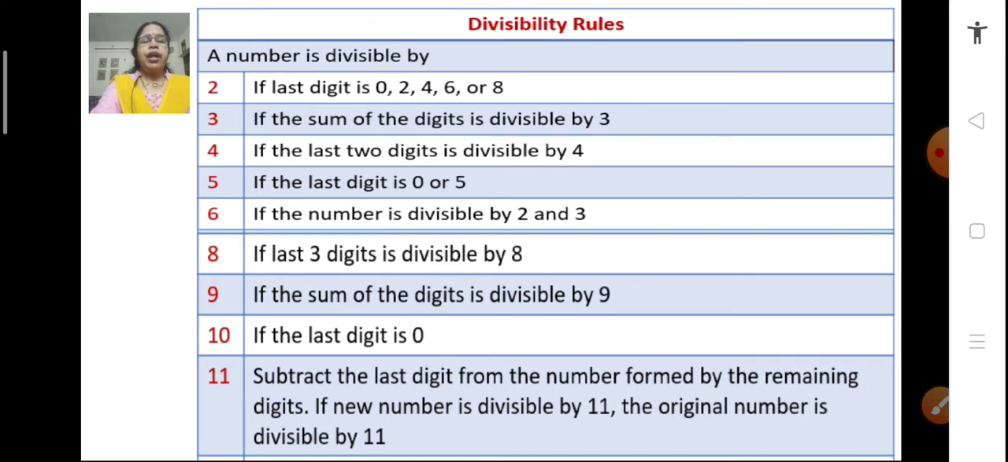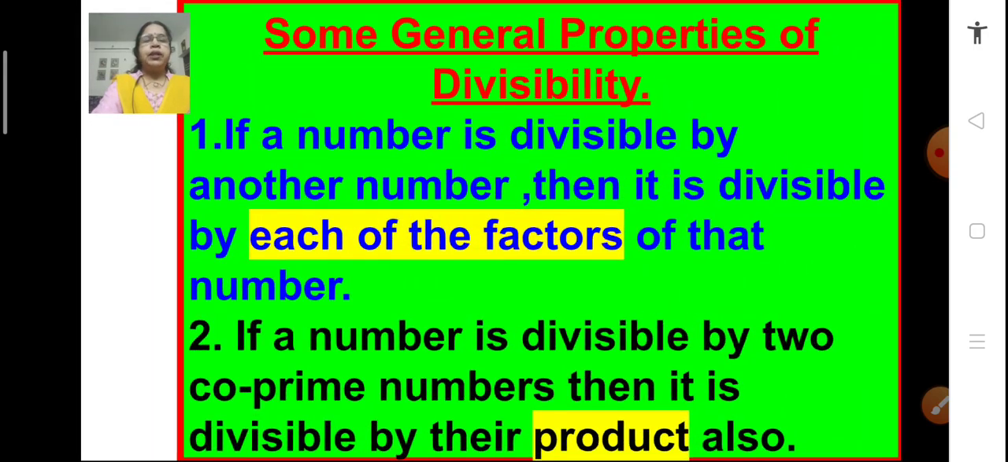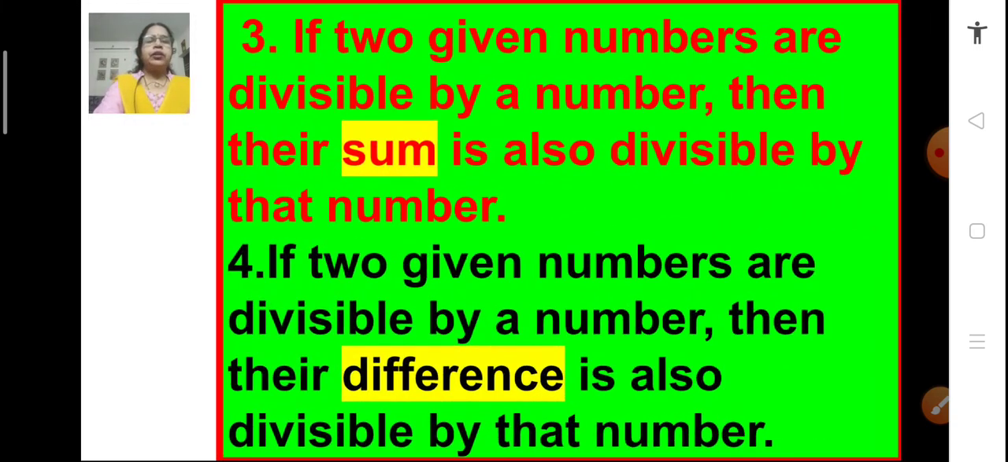And for 11 we have a special rule: subtract the last digit from the number formed by the remaining digits. If the number formed is divisible by 11, the original number is also divisible by 11. So, you learnt all these rules in detail while learning this topic in the chapter. Now, some general properties of divisibility. 1, if a number is divisible by another number, then it is divisible by each of the factors of that number. 2, if a number is divisible by 2 co-prime numbers, then it is also divisible by their product.